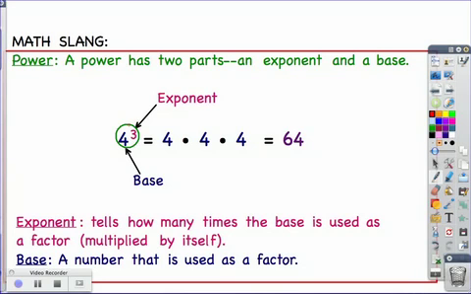multiplied by itself. To help remind you of this vocabulary, you'll want to write down that a factor times a factor equals a product.